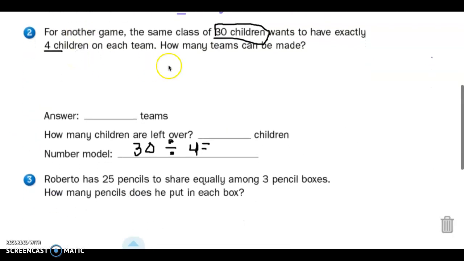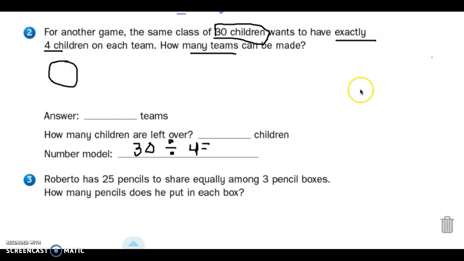So now, because we still don't know how many teams, that's what we're trying to figure out, but we know that there's 4 in a team. But we know that there needs to be exactly 4. So can I have any less or any more in my groups? No. So I need to know how many groups of 4 I can make out of 30. And then we have to see if there's any left over. So let's get started. Here's my first group.